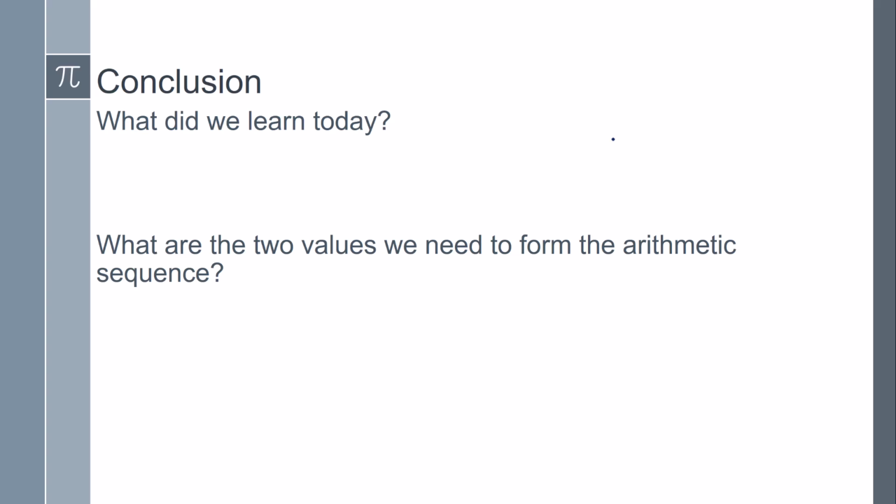So what did we learn today? We talked about how to create an arithmetic sequence. The two values that we need to know from that arithmetic sequence are your first term and your common difference. And all you have to do is just plug it into the formula.